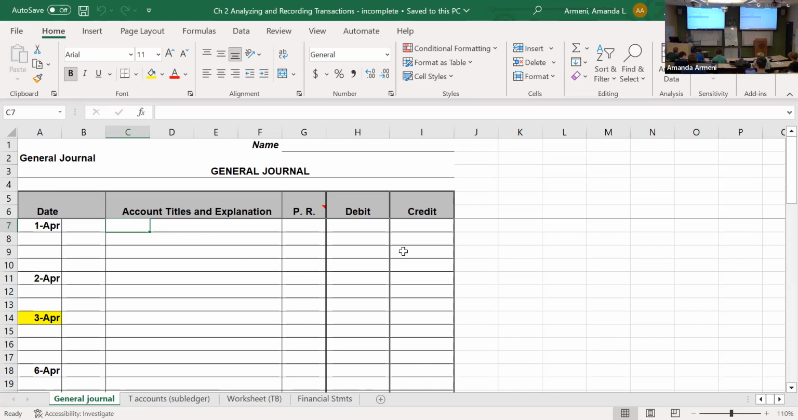We're going to list the account names in our journal, right? So are we talking about cash? Are we talking about accounts payable? Are we talking about common stock? Are we talking about equipment? What account names are we using? We're going to put those in that middle column, okay?